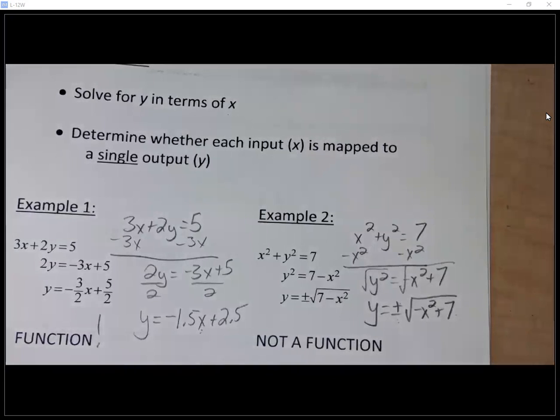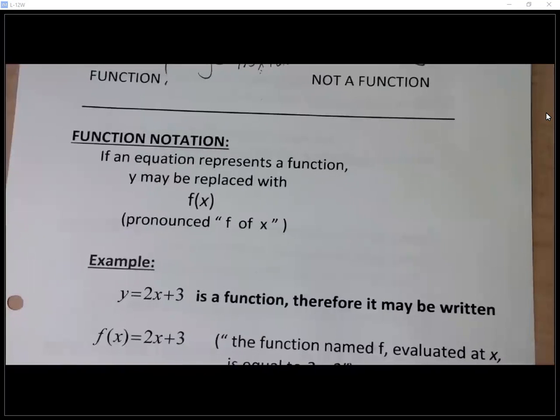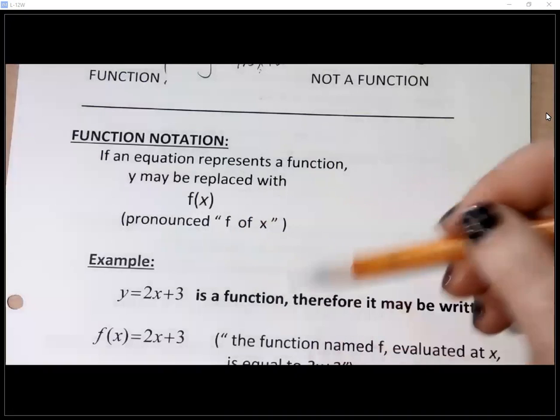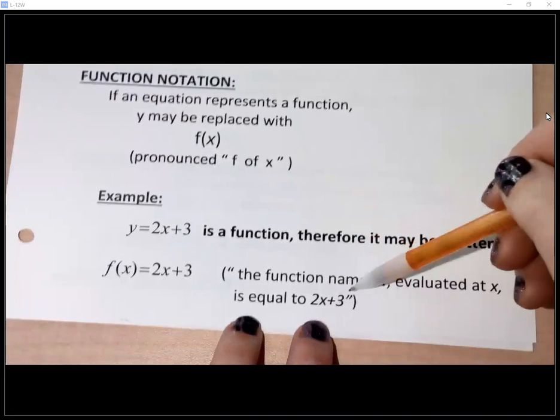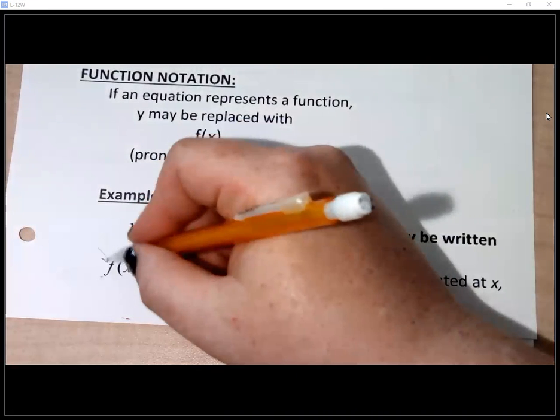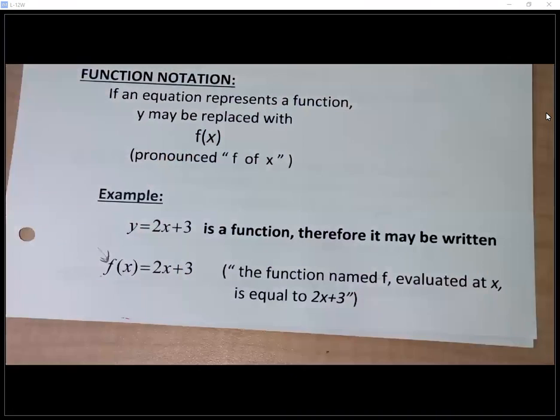Okay, cool. So function notation, we already talked about this recently with our linear modeling in the last chapter. If an equation represents a function, you can replace y with f of x. That letter f, or whatever it is, is just the name that we're giving the function. It's just assigning it a name so that I can talk about it more easily, especially if I have multiple functions.